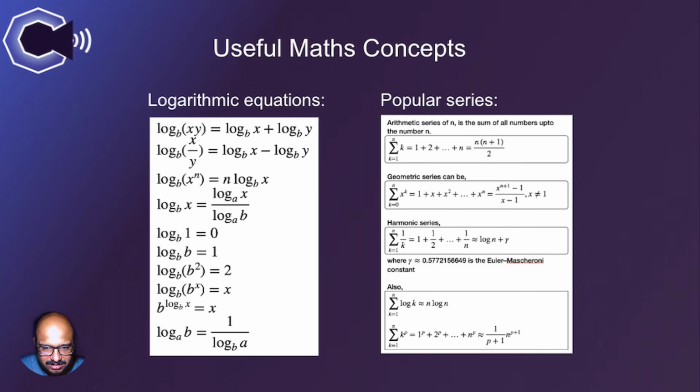And there are other useful logarithm constants that we can see. Log 1 will always be 0, log b to the base b will be equal to 1, log b squared to the base b will be equal to 2, log b raised to x to the base b equals x, and log b to the base a will be equal to 1 by log a to the base b. And there are some popular series towards the right: arithmetic series, geometric series, harmonic series, and also some approximations at the bottom.